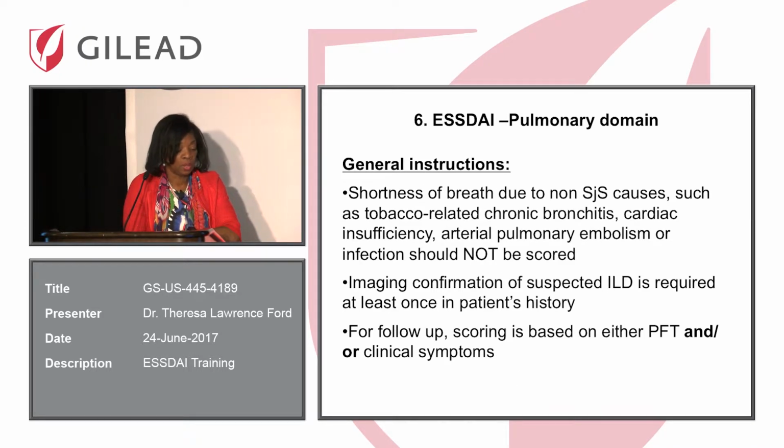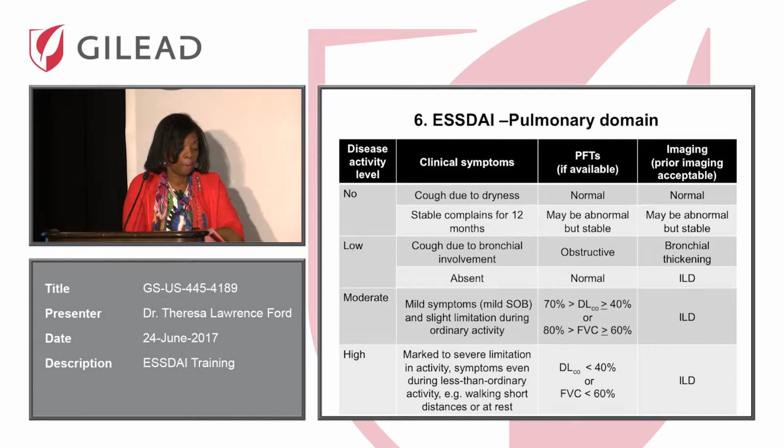Shortness of breath due to non-Sjogren's causes, such as COPD with tobacco-related bronchitis, cardiac insufficiency, pulmonary embolism or infection should not be scored. Imaging confirmation of suspected interstitial lung disease is required at least once somewhere in that patient's history. And for follow-up scoring, it should be based on either their PFTs and/or clinical symptoms, and this is our graph. No disease activity would be cough due to dryness with normal PFTs and imaging, or with stability over a year can be abnormal, but it has to be stable over a year. And again, that's the PFTs, the imaging, abnormal but stable over that period of time.